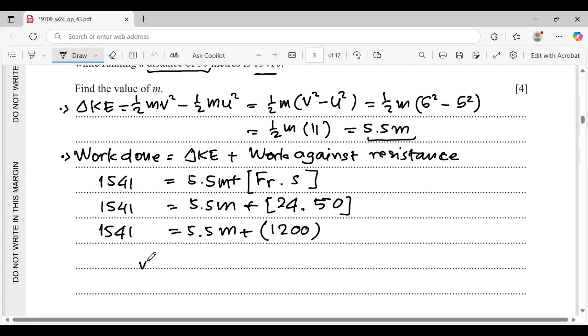Okay, so we can find m. m equals 341, because 1,541 minus 1,200 is 341, over 5.5. And the result is 62.0 kilograms. So this is m.